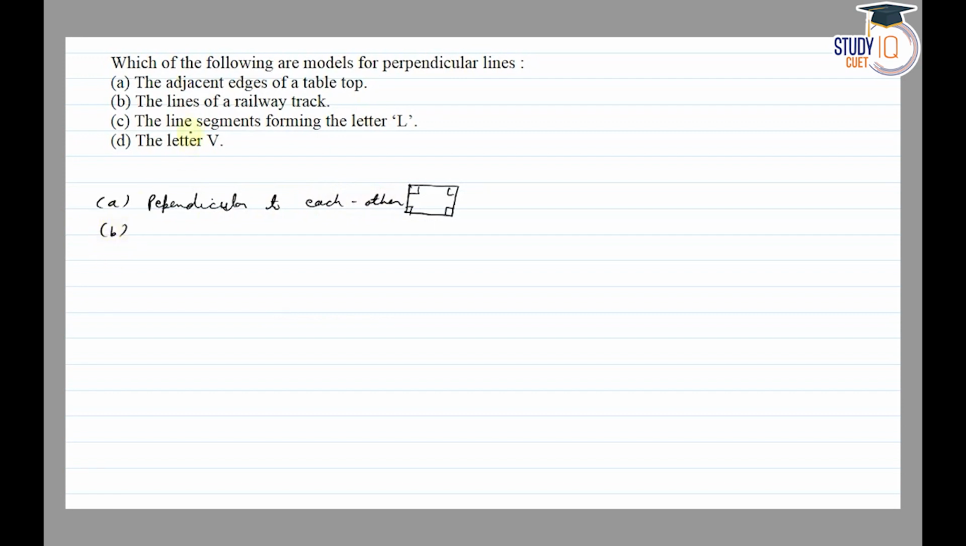Then B is the lines of a railway track. These are parallel to each other.